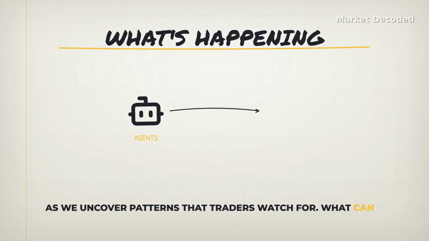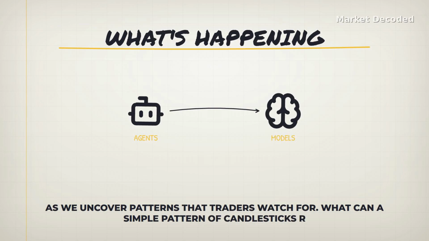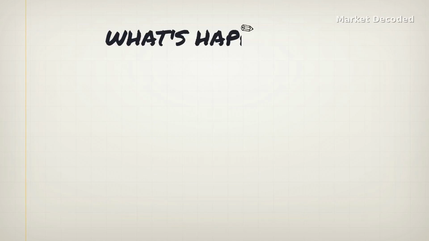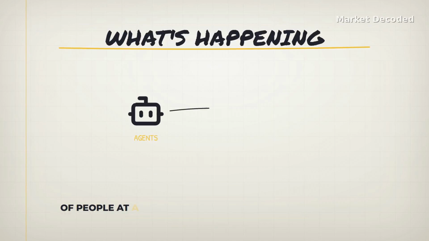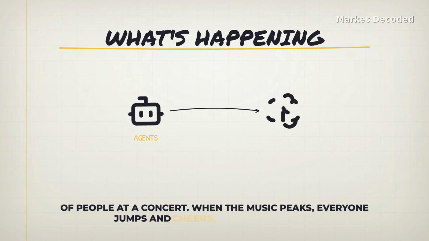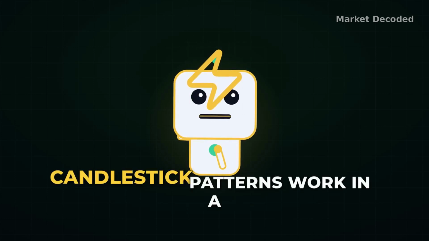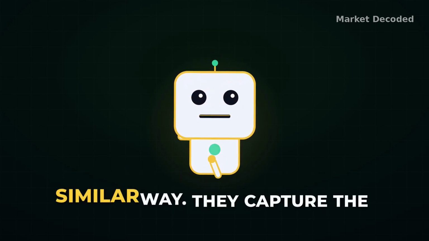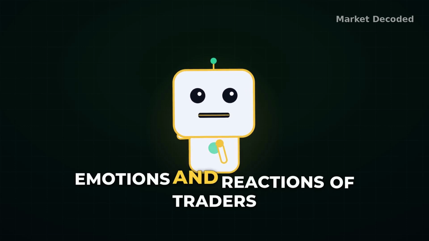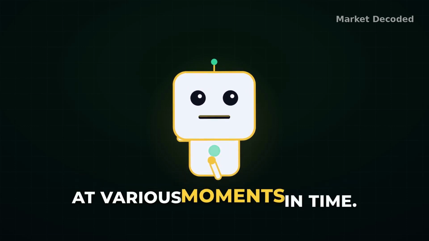What can a simple pattern of candlesticks reveal about market sentiment? Well, it turns out quite a lot. Picture a group of people at a concert. When the music peaks, everyone jumps and cheers, creating a vibrant atmosphere. But when the song slows down, their energy shifts. Candlestick patterns work in a similar way. They capture the emotions and reactions of traders at various moments in time.